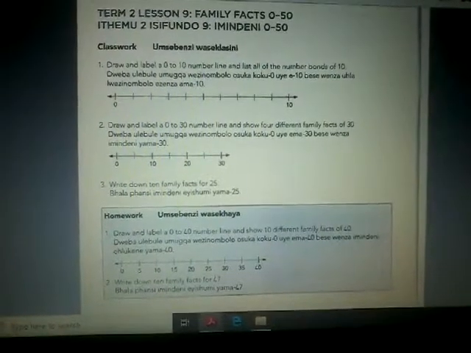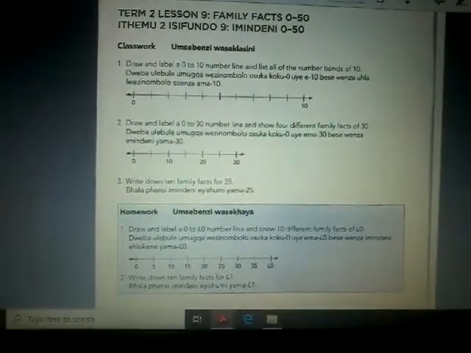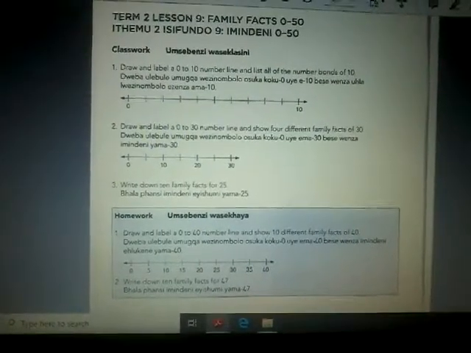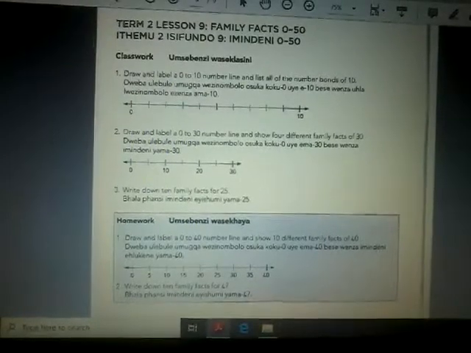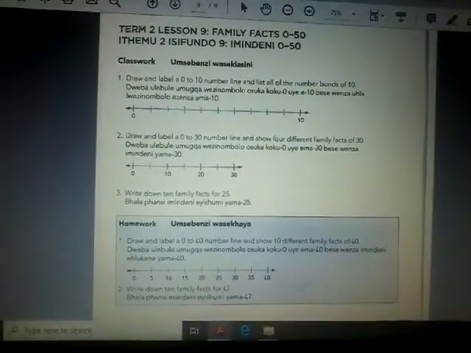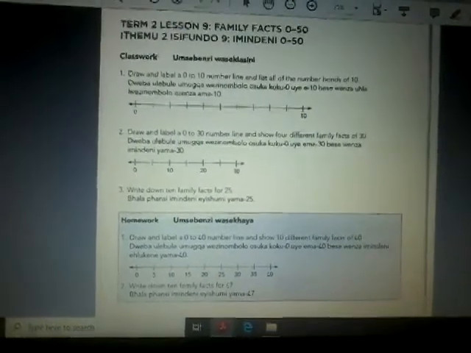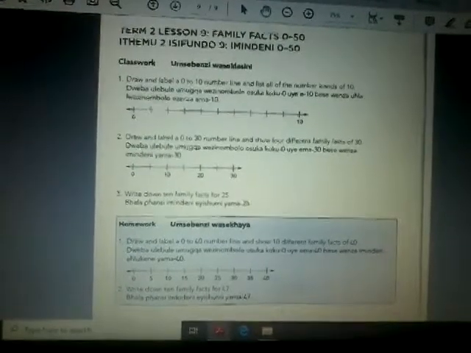Number 2, it says draw and label a 0 to 30 number line and show 4 different family facts of 30. So exactly how the number line is stated there, you're going to draw that, and then you're going to write down any 4 sums that make up 30. So say 0 plus 30 equals 30, 5 plus 25 equals 30, and 2 plus 28 equals 30.